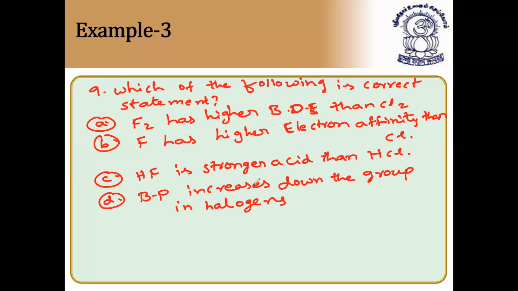So what is the correct statement now? Fluorine has higher electron affinity than chlorine. This is wrong. HF is stronger acid than HCl, because down the group hydrogen iodide is strongly acidic compared to hydrogen fluoride. Boiling point increases down the group in halogens. Let us see the right answer now. Just think about the right answer in your classwork.